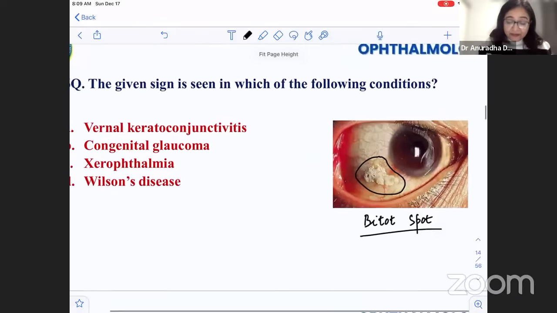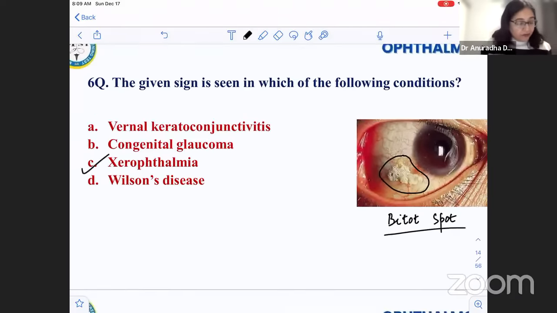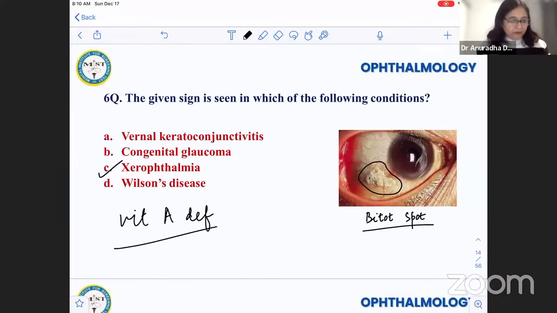And in which condition is Bitot spot seen, out of the choices? Very nice. It is xerophthalmia. Xerophthalmia is a group of signs seen in the eye because of vitamin A deficiency. So a question can come, they can ask you which vitamin is deficient, or they can ask about the Bitot spot. So please remember, very simple question.